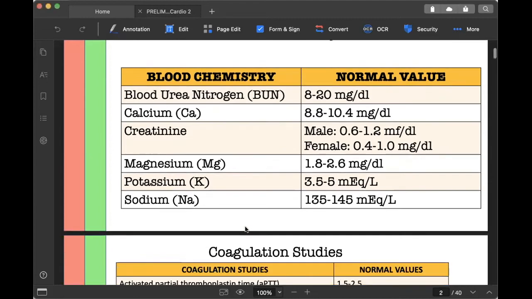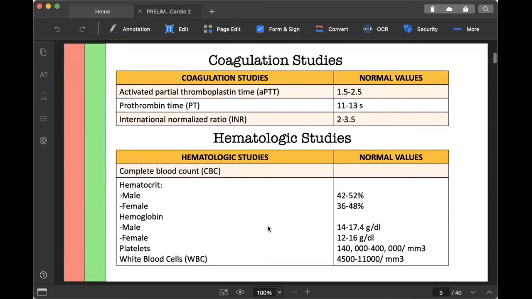Now let's move on. How about your coagulation studies and your hematologic studies? If people encounter injury to vessel walls, it will initiate formation of a thrombus, and this will activate coagulation. As we can see here, the coagulation studies are your activated partial thromboplastin time, your prothrombin time, and your INR. Normal values are already here.